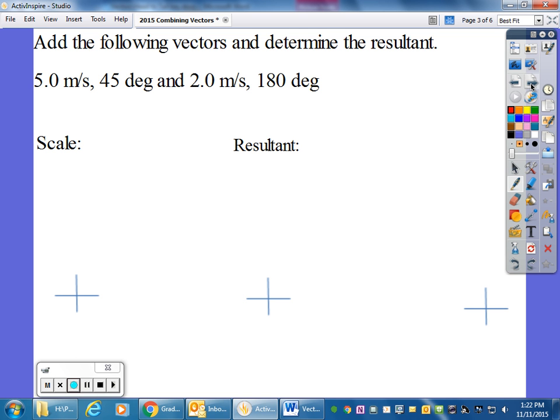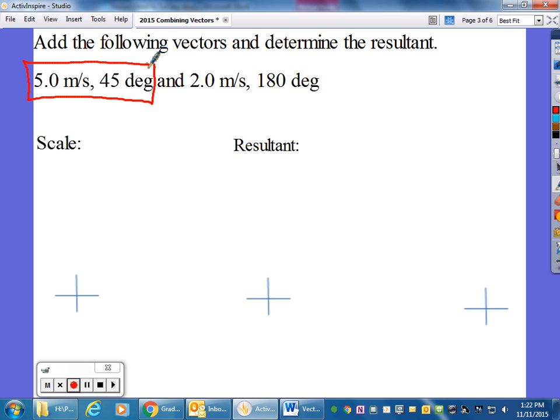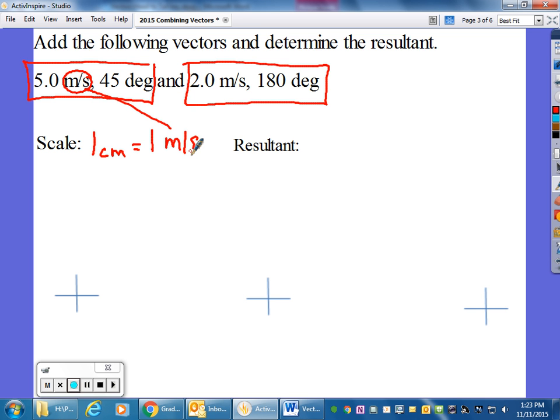This one, very much like the last one, here's the 2 vectors that it gives me that I have to combine. I have to combine a 5 meter per second at 45 degrees with a 2 meter per second at 180 degrees. So the magnitude of those is 5 and 2. If I divide each one of those by 1, I'm going to get a 5 centimeter line and a 2 centimeter line. That'll fit on my paper, so that seems like an appropriate scale. So I'm going to say 1 centimeter is the size, the unit that I'm going to measure in, centimeters, is equal to 1, and this is where the unit that you're converting from goes.